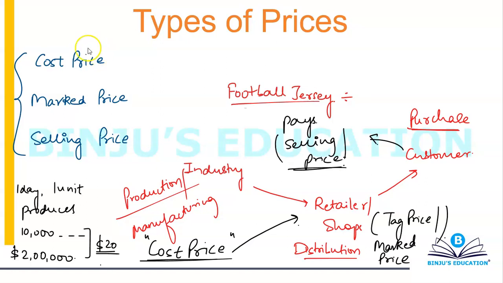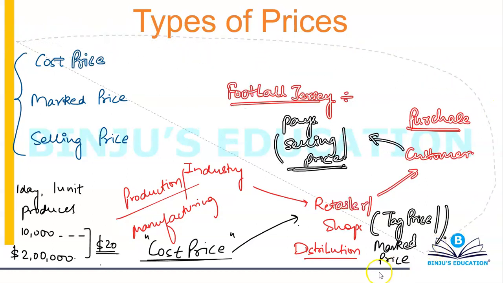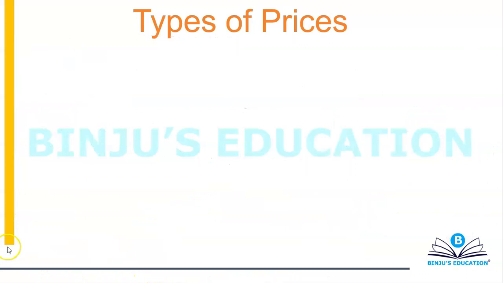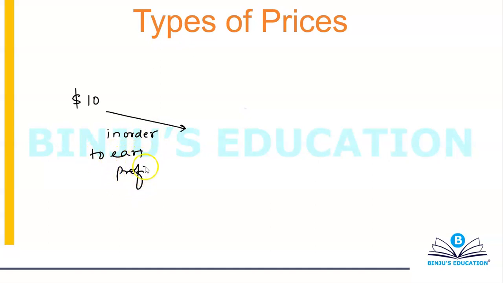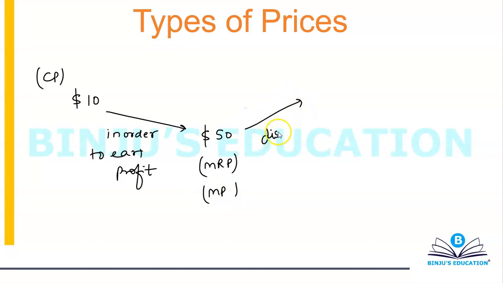Alright, so let's take a real life example in order to understand this. Let's say a football jersey: in order to manufacture or stitch it, you have to incur, let's suppose, $10. In order to earn profit, we increase the price and we set a mark price of $50, which is also known as MRP. This is your cost price, CP, mark price, MP. Then usually you get some discount, though not always. The amount that is paid by you is usually less than or equal to $50.